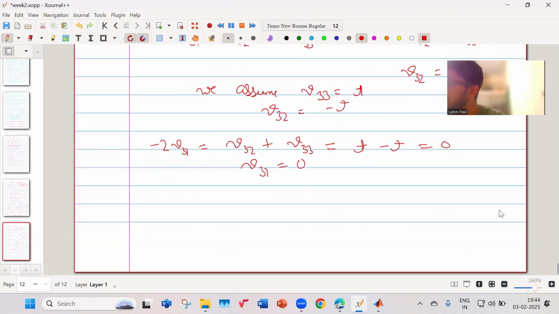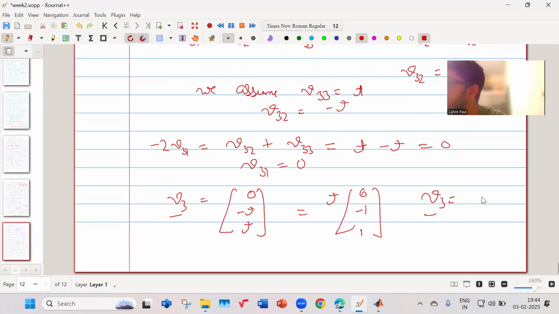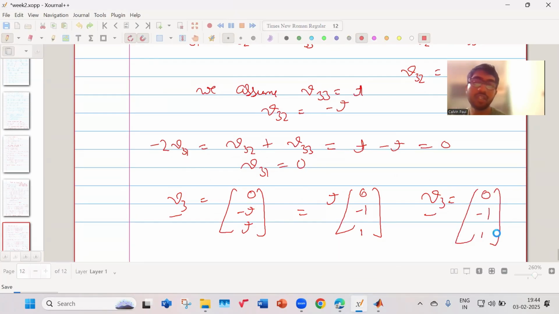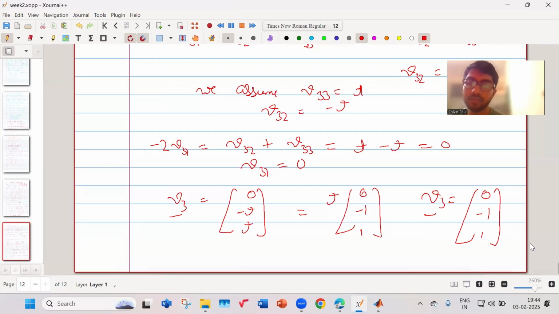So V3 bar actually is equal to 0, minus t, t. So we take t outside, so it comes 0, minus 1, 1. So we actually eliminate t. So we write finally here V3 bar is 0, minus 1, 1. So this is our third eigenvector. I hope it is clear how we find the eigenvector. The eigenvector concept is a bit tricky and difficult, but I hope you have understood.